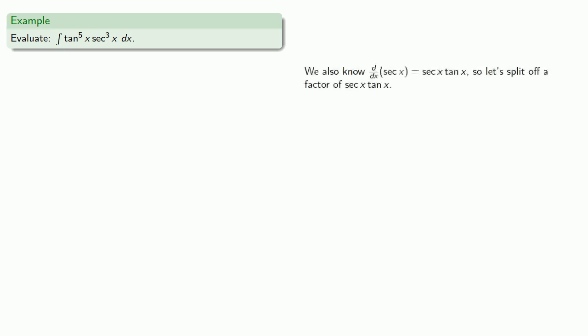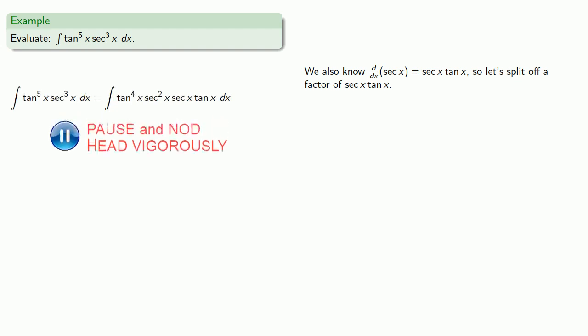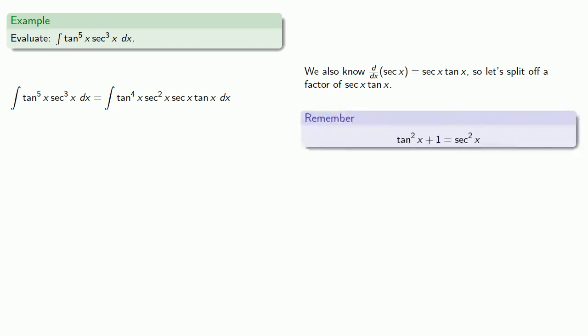So we also know that the derivative of secant is secant x tangent x, so let's split off a factor of secant x tangent x. And now we can see if we can rewrite everything else in terms of secant. So remember, the Pythagorean identity is in terms of the square of a trigonometric function, so let's rewrite our integrand a little.